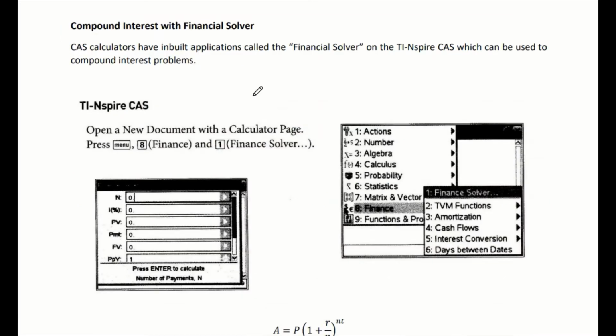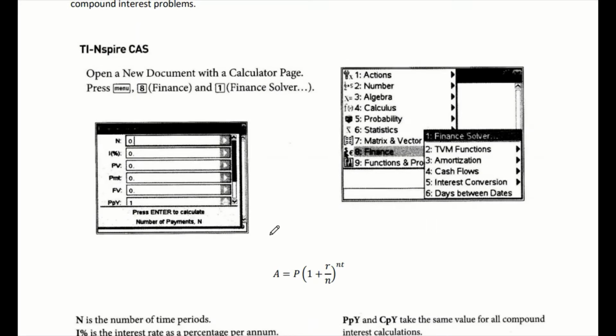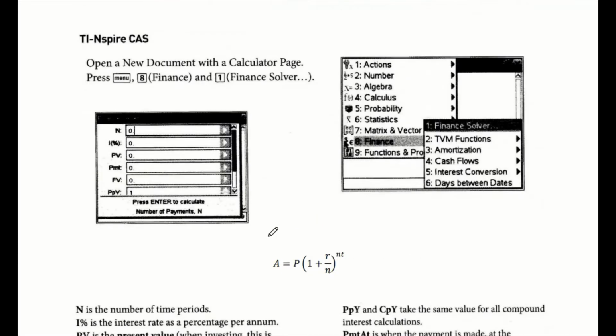All right, so in our TI Inspire calculator, there is an inbuilt application called Financial Solver that will be able to help us solve questions regarding compound interest. So remember that for simple interest, you can't use this calculator. You can't use the Financial Solver application to do that because it is set for compound interest problems only.